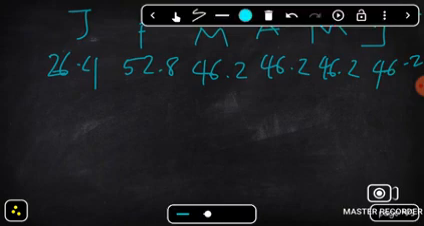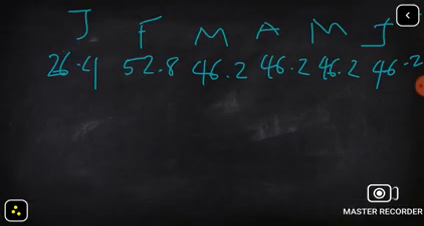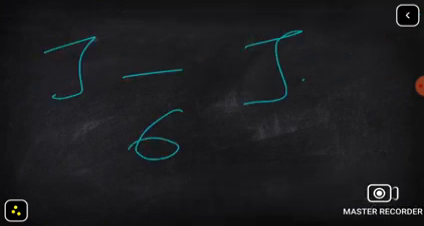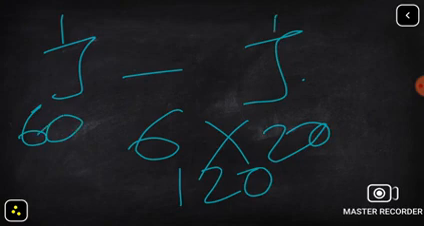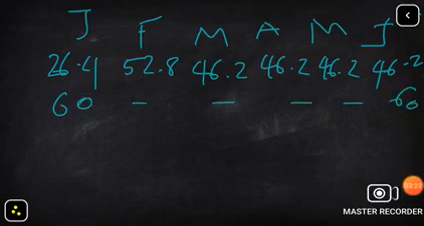And then lastly, you're also going to look at the marketing expenses of 20,000 per month I expect to be paid in January and June. That is 2014. So meaning that you're going to make payments in January, since they've said every month, right? So January to June, that's 6 months. So 6 months times 20 will be 120. So in January, you're going to pay 60, and then in June you're going to pay 60. So meaning that here you're going to put 60, and then here 60.